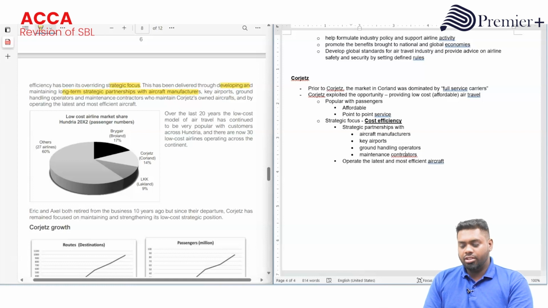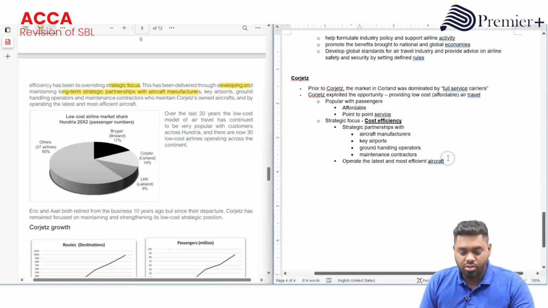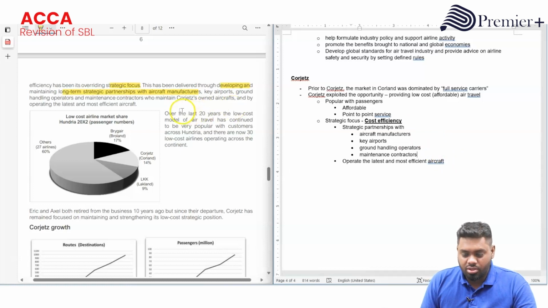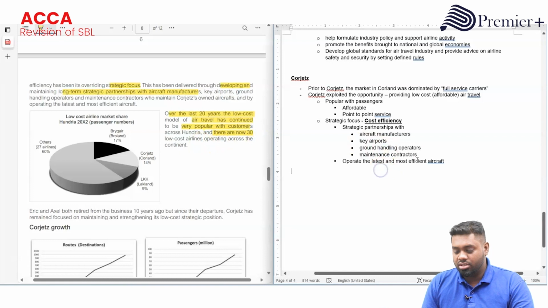Right. So their advantage, as we discussed, was to make the product more affordable. So how was this done? They were able to enjoy this cost benefit by having strategic partnerships with related and supporting businesses: aircraft manufacturers, key airports, ground handling operators, maintenance contractors. Over the last 20 years, the low-cost model of air travel has continued to be very popular with customers across Hungary, and there are now 30 low-cost airlines operating across the continent.